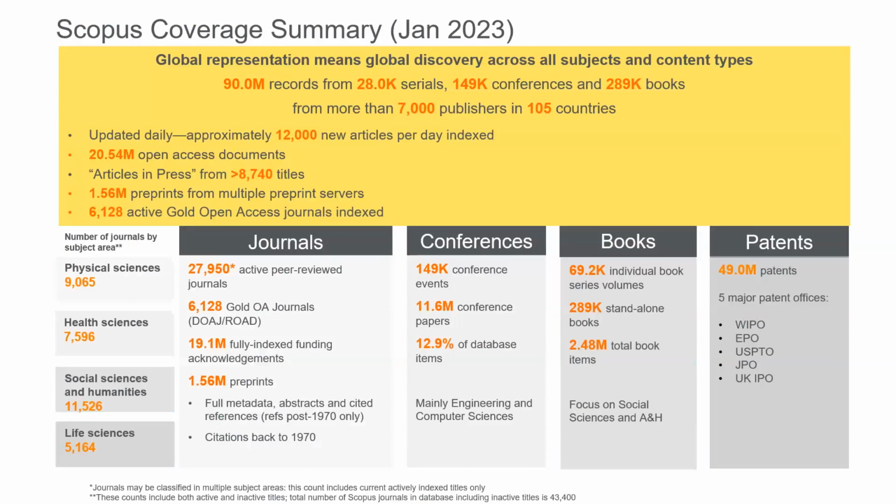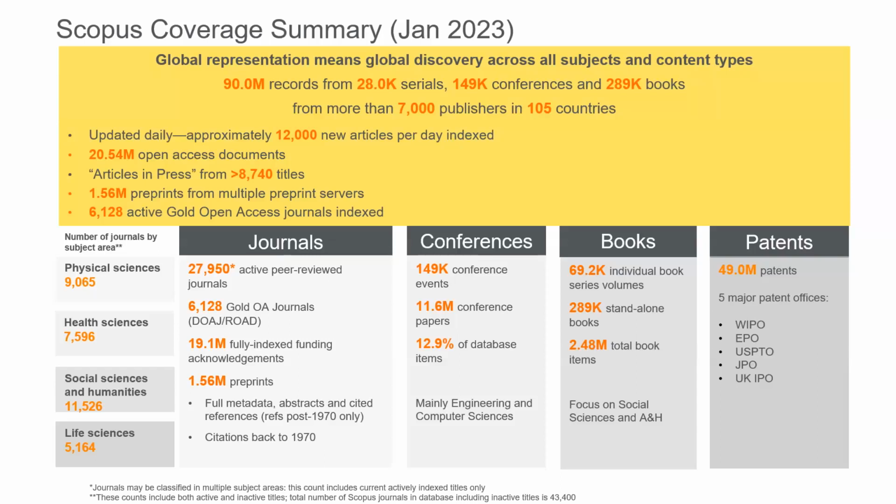Now let's look at Scopus content coverage. The 19 million articles are from 28,000 journals, 149,000 conferences, and 289,000 books. Scopus indexes not only international journals, but also local journals. The publishers come from 105 countries. The content is updated daily. Every day, approximately 12,000 new articles are indexed in Scopus.